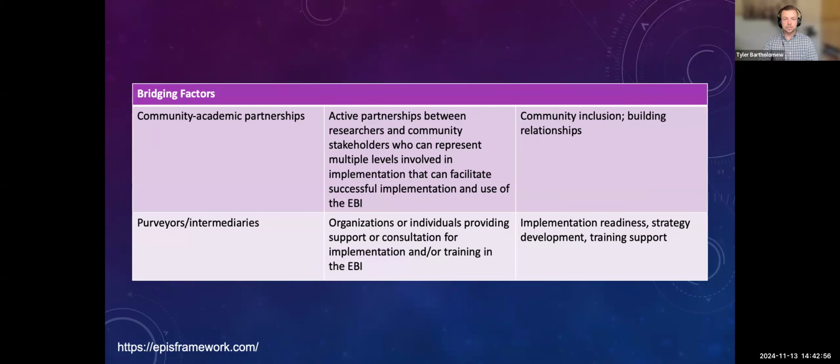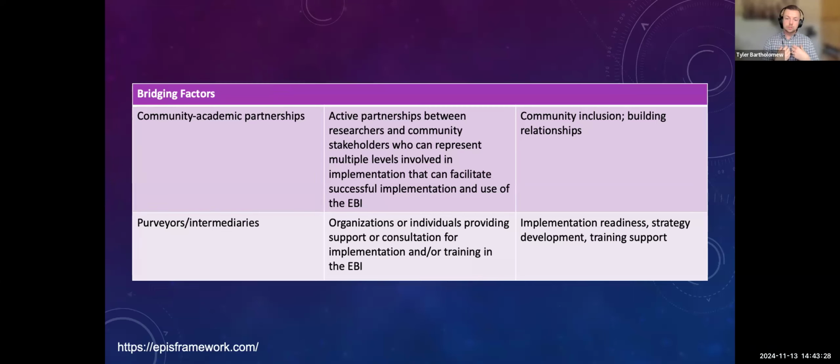And then bridging factors. Again, these are factors that thread between the inner and outer context. This is just an idea that's described in EPIS. This is not an end-all be-all. These are not the only things that we need to pay attention to. And there's a lot of work being done specifically in these bridging factors. But again, community academic partnerships and purveyors or intermediaries. So these are organizations or individuals providing support or consultation for implementation and/or training around the evidence-based intervention.